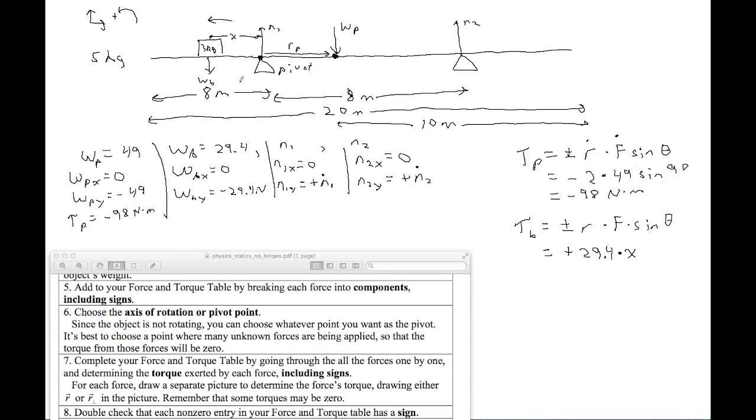And how did you know this is going to be positive? Well, you said if this was the only force on the object, it would cause a counterclockwise rotation. Therefore, it's in the positive direction. By the way, what's this question asking us for? What would be a good symbol for what this question is asking us?